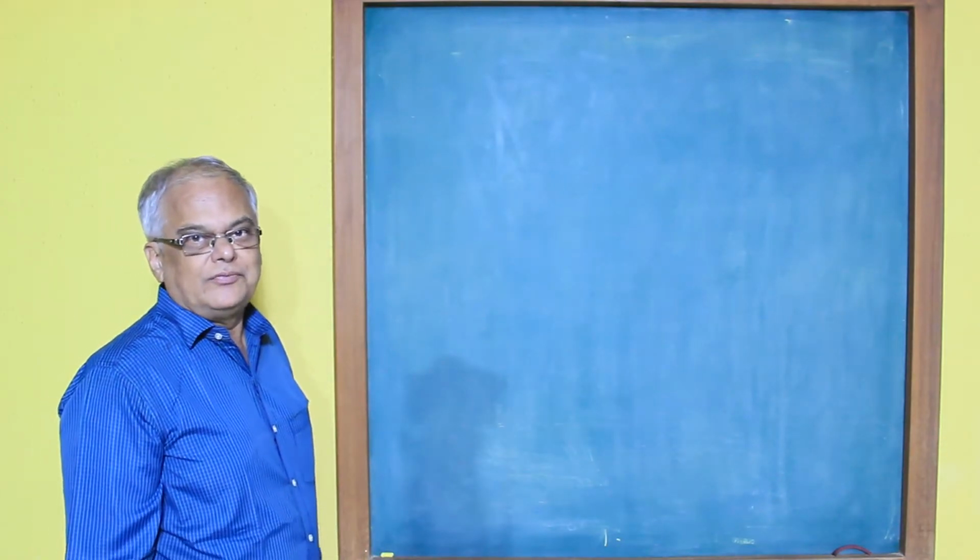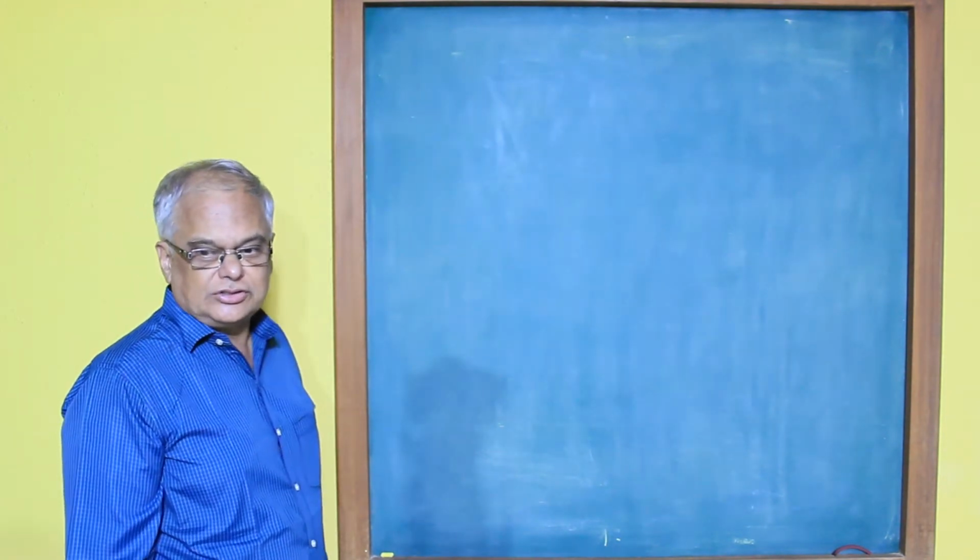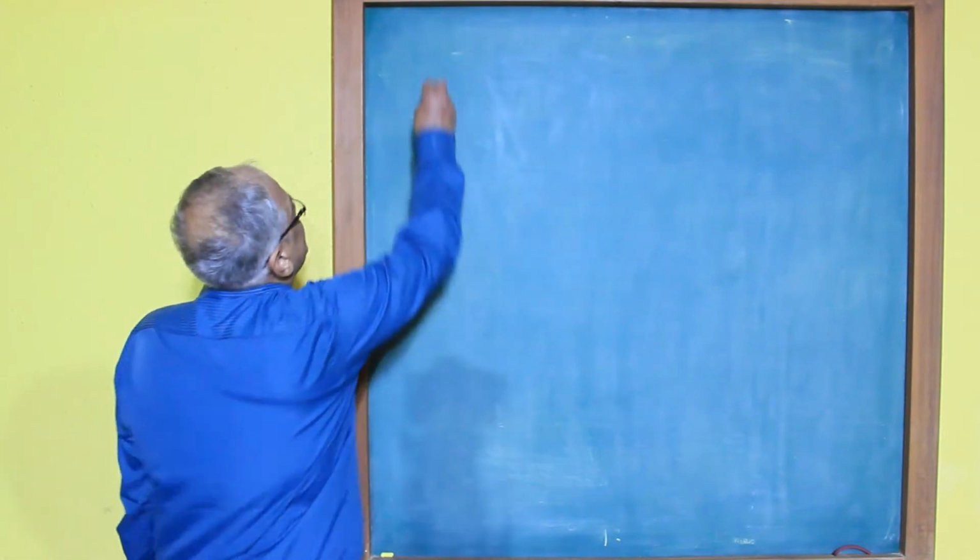So we have seen in the earlier lectures that the derivative of a function is a linear map.